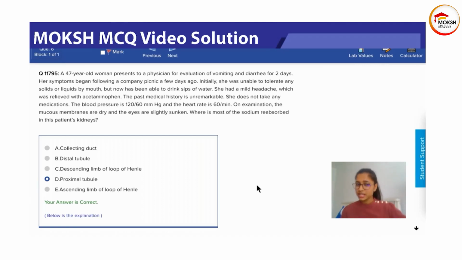Whereas your collecting tubule has sodium channels as well, and it also acts based on aldosterone to reabsorb your sodium back into your plasma. But then it's only reabsorbing about 3% of your sodium that's filtered.